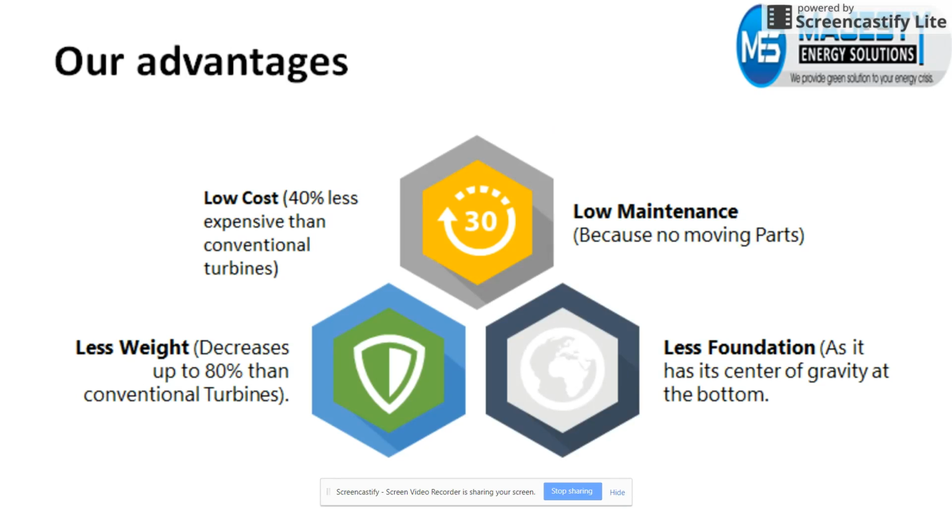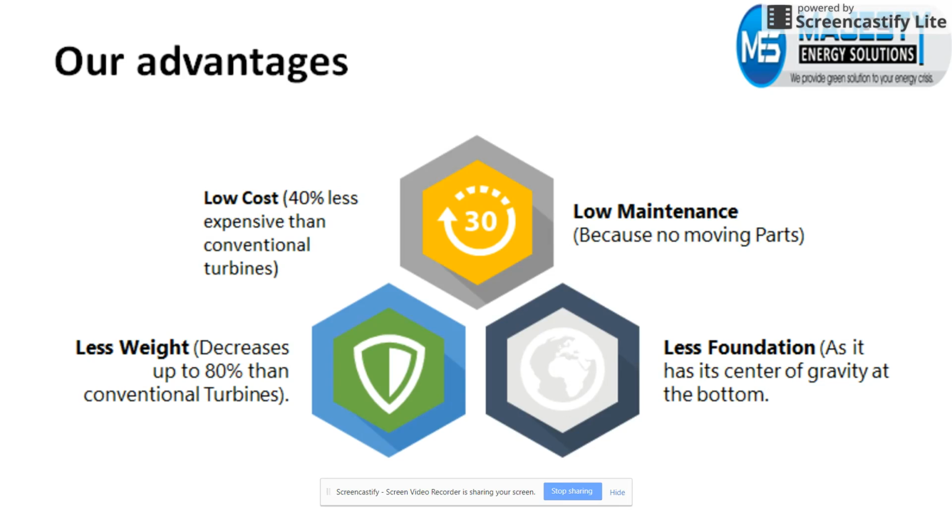Now, as compared to traditional windmills, bladeless windmills have a large number of advantages. It has a very low cost. It is just 40% less expensive compared to conventional wind turbines. The other part is weight. Its weight decreases by up to 80% compared to traditional wind turbines.